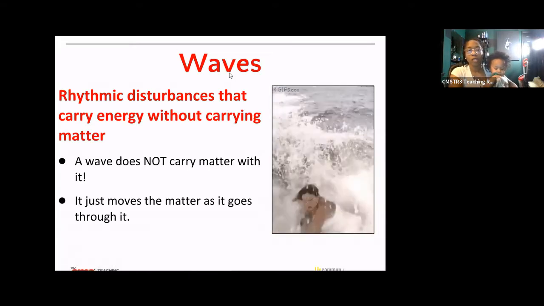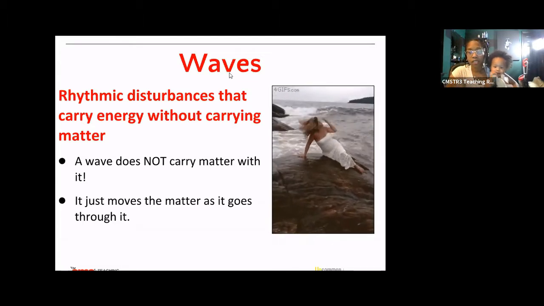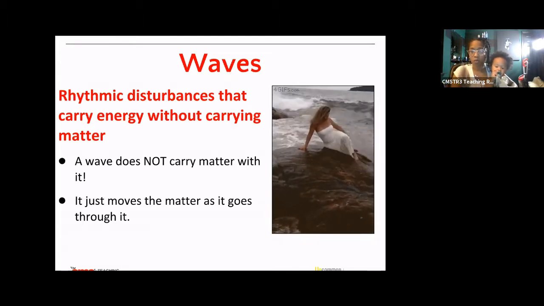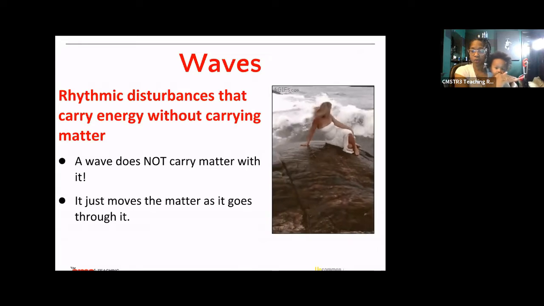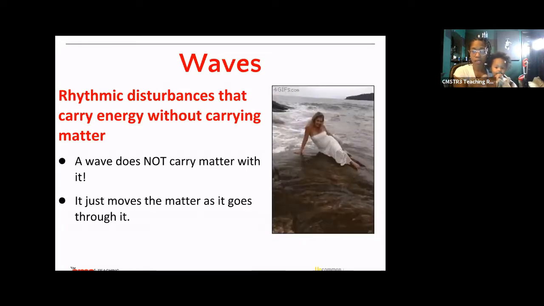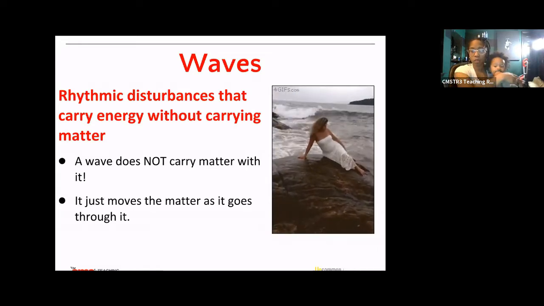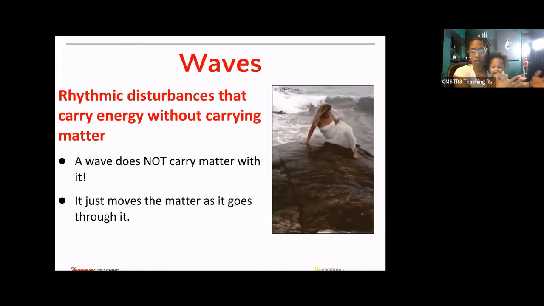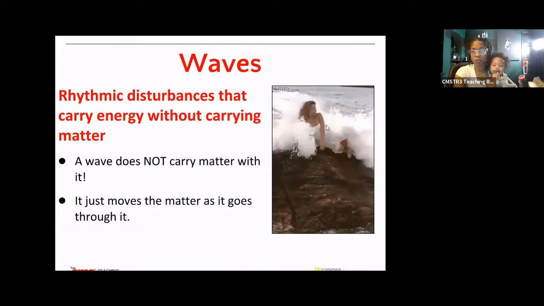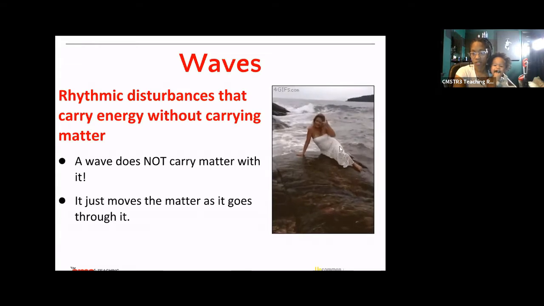Just so we make sure, a wave is something that does not carry matter with it. A wave actually passes through matter. So light is a wave because it passes through matter. It does not take matter along for the ride, so it's not going to sweep you over like this ocean wave does to the girl.